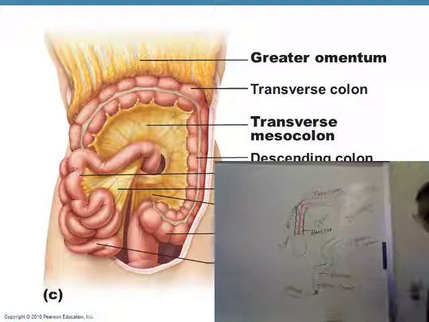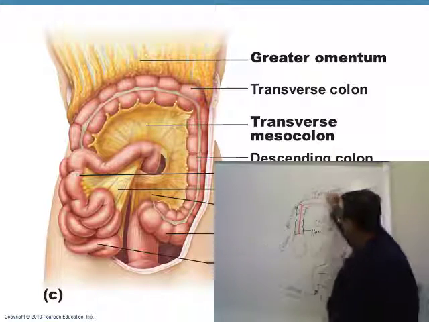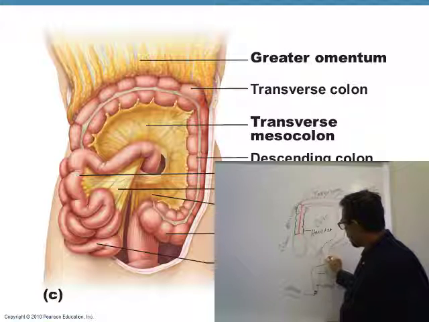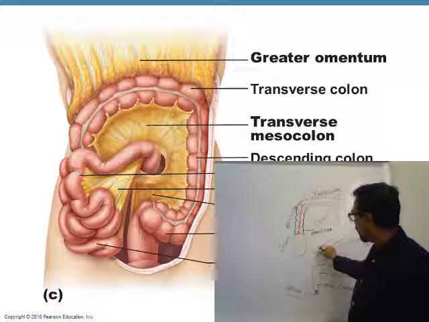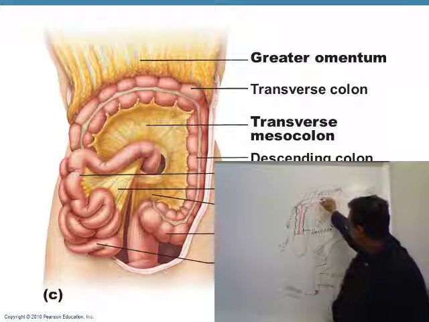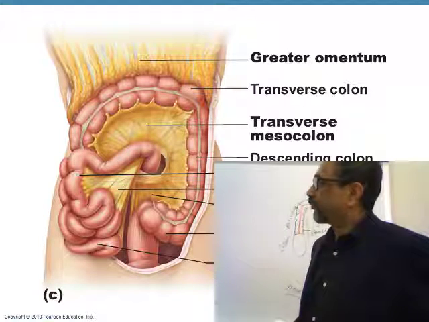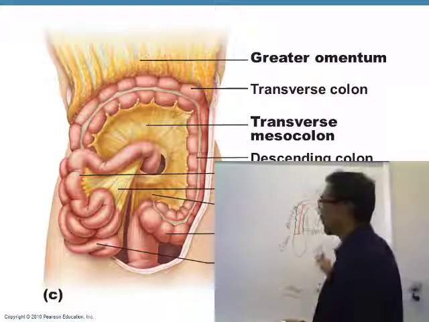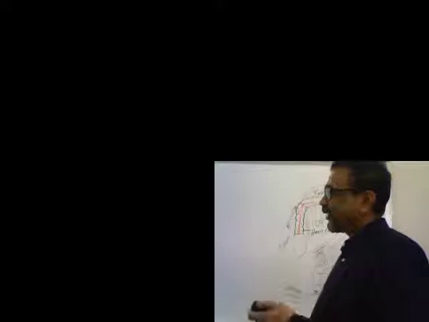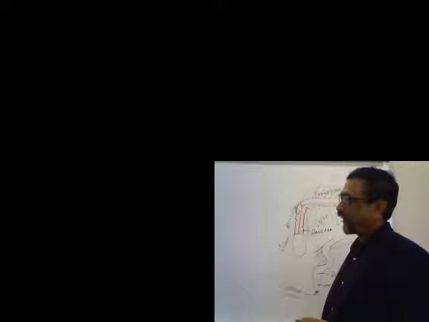The part of mesocolon that is attached to the sigmoid colon here, that membrane, is called sigmoid mesocolon. The transverse mesocolon, sigmoid mesocolon. And here you have mesentery, another membrane that also attaches the large intestine to the body wall. So it's the transverse mesocolon, sigmoid mesocolon, and also mesentery. Those are the three membranes basically holding the large intestine in the right place, attaching the large intestine to the body wall.